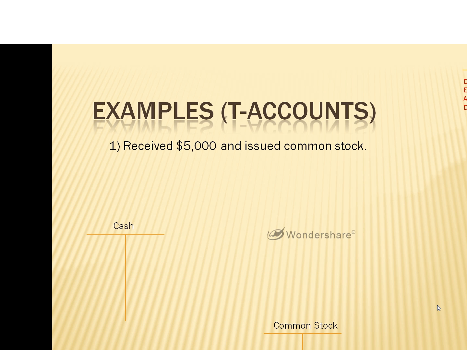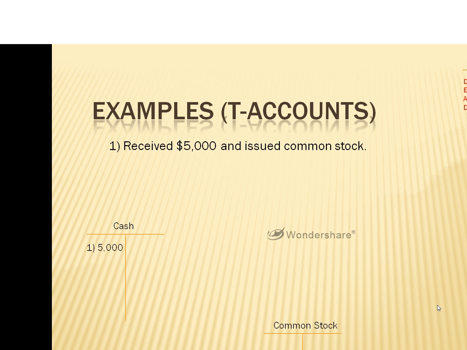So our first transaction is we received $5,000 and issued common stock. So this means an investor has paid us $5,000. You can see that I have brought two T accounts in. The T accounts are labeled cash and common stock. So if we have received money, cash is considered an asset, so we want to increase our asset. We know that to increase our asset, it has a debit balance, so we bring our $5,000 debit in.